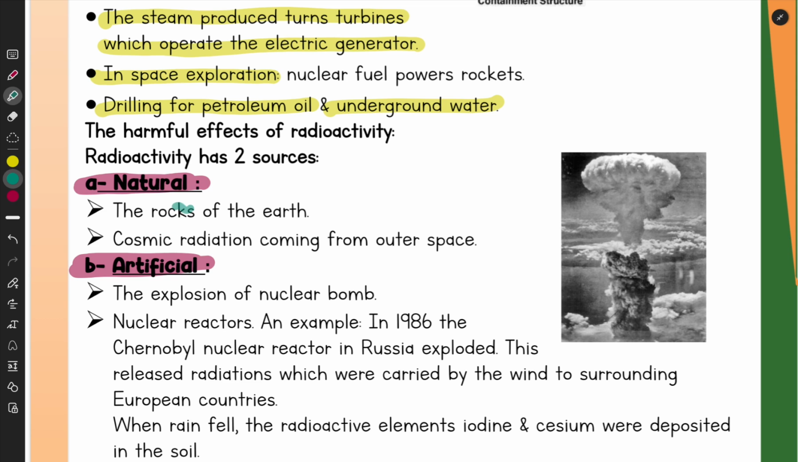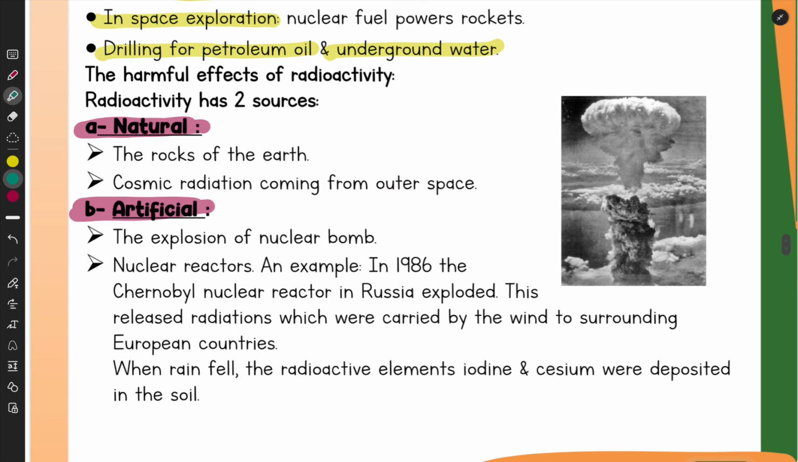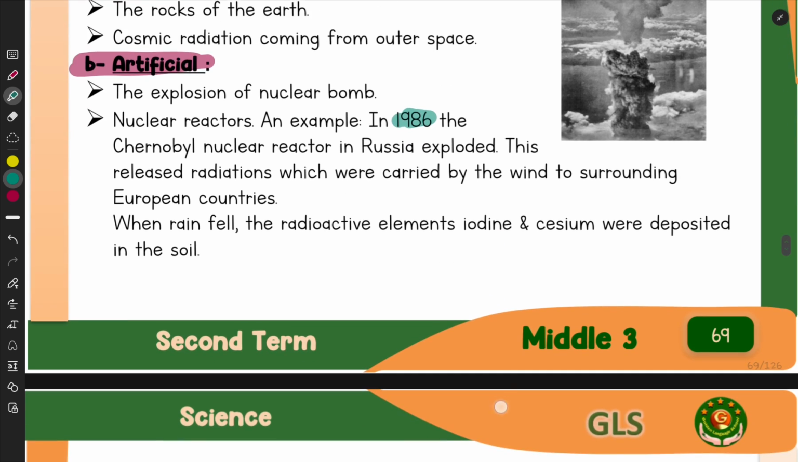Natural radioactivity comes from the rocks of the earth and cosmic radiation coming from outer space. Artificial radioactivity comes from the explosion of a nuclear bomb, like the nuclear reactor in 1986, the Chernobyl nuclear reactor in Russia, which exploded. This released radiation which was carried by the wind to surrounding European countries. When rain fell, radioactive elements like iodine and cesium were deposited in the soil.